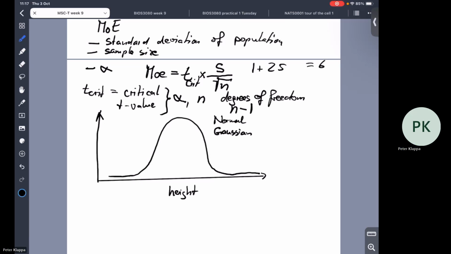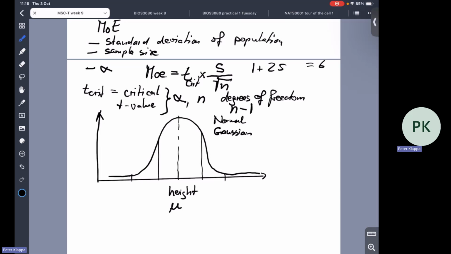Right? A typical feature is that the mode of this normal distribution is also the population mean. And the spread of this population represents usually the standard deviation in the population. Okay, so that is the normal distribution.